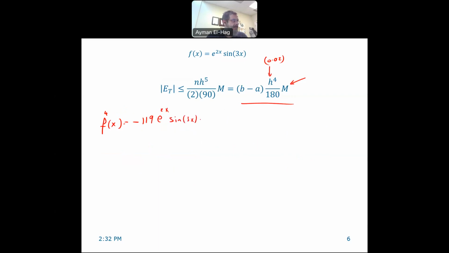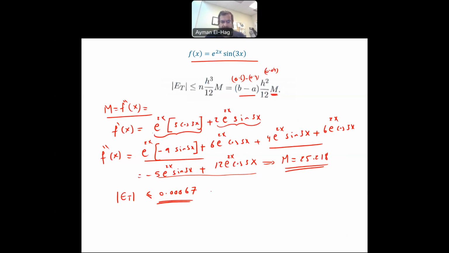minus 120 e to the 2x cosine of 3x. You can try this, and from this you will find that your M is basically equal to 350.29, and this happened at x equal to 0.46. Just for consistency here, this happens at x equal to 0.6. So this is the maximum value that happened for M.